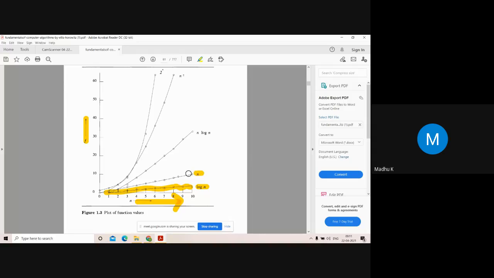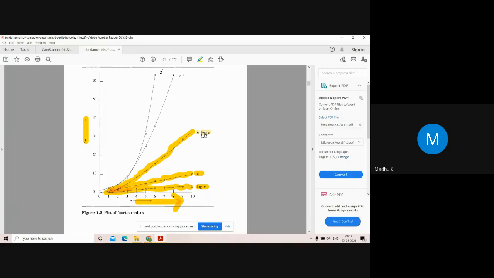Next, if it is n, the order of growth is in this way. That is, depending on the input n, the order of growth increases in this way. Next is n log n. Note this order: first is log n, then n. There is also root n, not shown here, but log n and root n are almost the same. Next is n log n, which is linear logarithmic. This is the curve of the n log n function. As the input size increases, time also increases linear logarithmically.